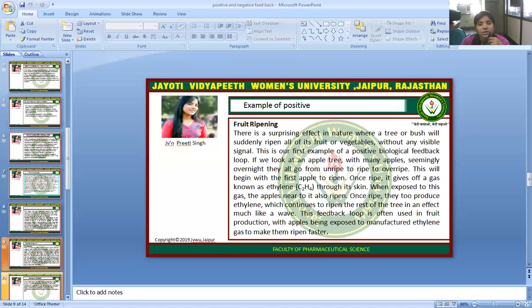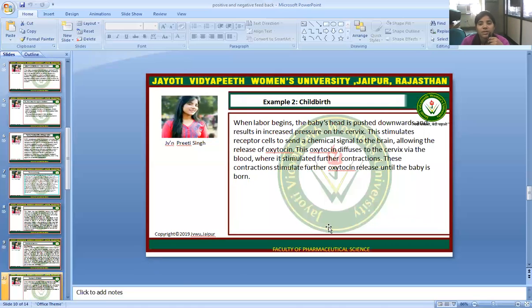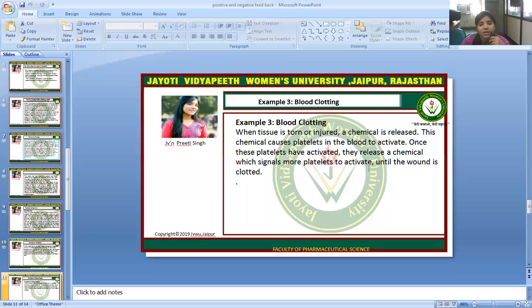Now we come to the next example, which is childbirth. When labor begins, pain causes the baby to push downward, resulting in increased pressure on the cervix. It is also an example of positive feedback. And the blood clotting: when the tissue is torn, a chemical is released. So this is overall the protocol of this practical.